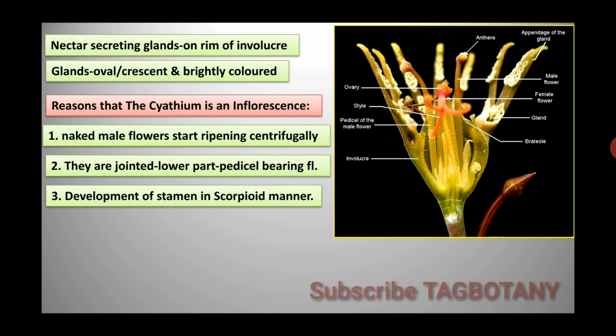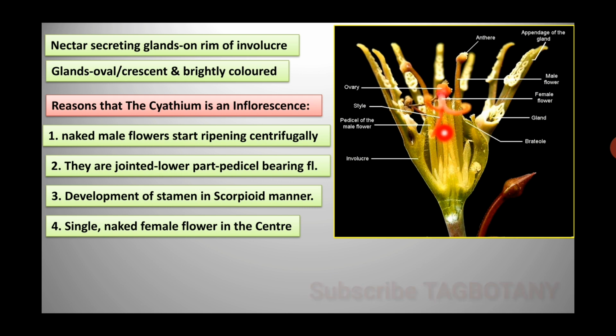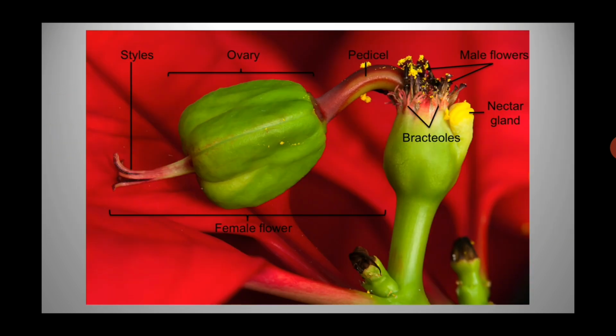Development of stamens in scorpioid manner. So the stamens develop in a scorpioid manner. Single naked female flower in the center. So there is a single naked female flower in the center. So all these reasons indicate that Cyathea is an inflorescence and not a flower.